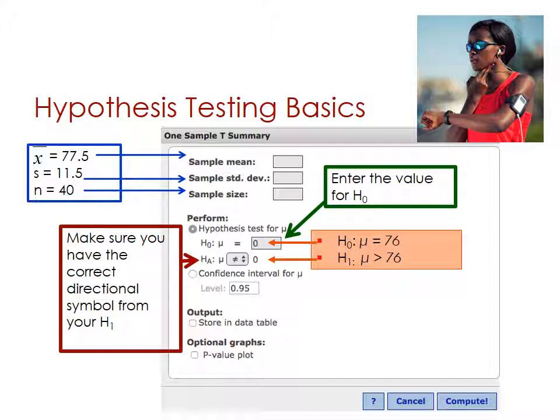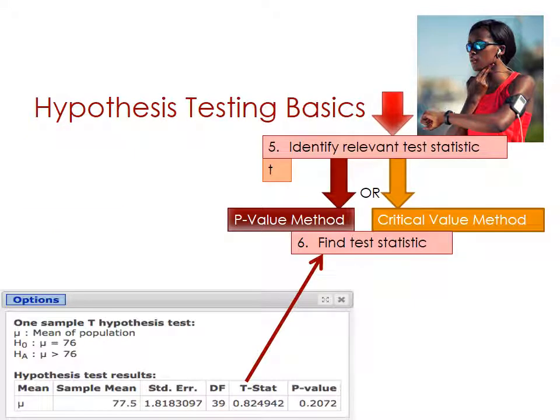Now, as you can see here, just like with the proportions, you can also use the same system for doing a confidence interval, except you would select the confidence interval for mu, instead of hypothesis testing. And again, make sure that you've got your correct confidence interval level there. So once you have all this information entered in correctly into your one sample t summary, you hit compute, and you should get an output that looks like this.